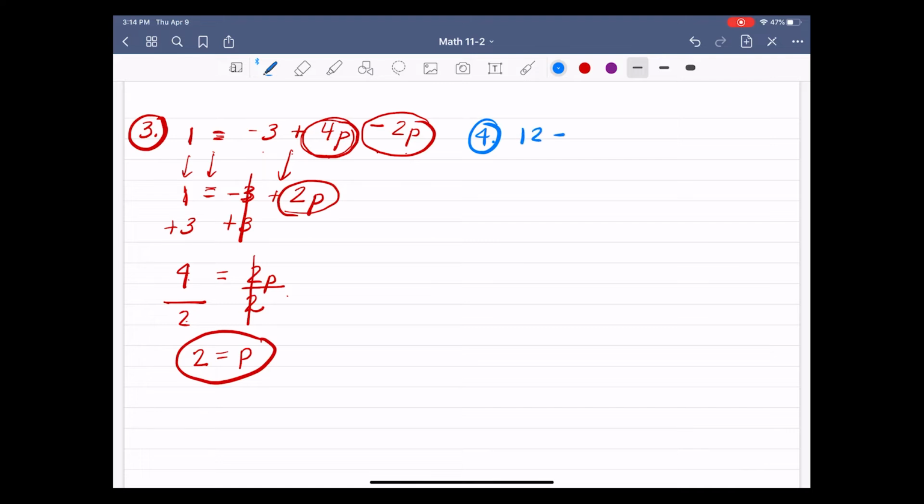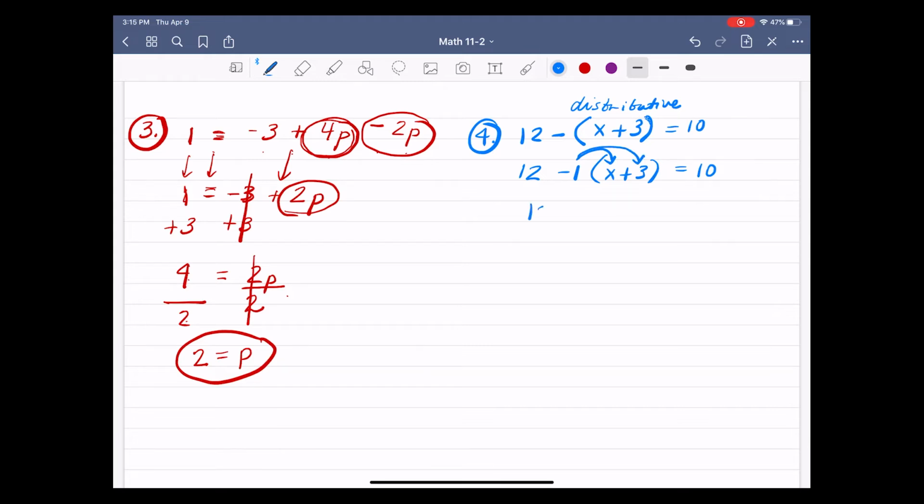12 minus the quantity of x plus 3 equals 10. Now notice we have parentheses, and if you remember from what we talked about earlier when we were in school, these parentheses are giving you the clue that we're going to be using the distributive property. And out here in front you see a minus. That is the same as saying a -1 times the quantity of x plus 3 equals 10. So I'm going to have to distribute that -1 times x and that -1 times 3.